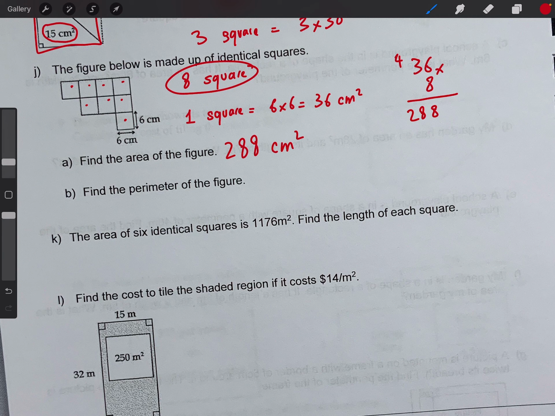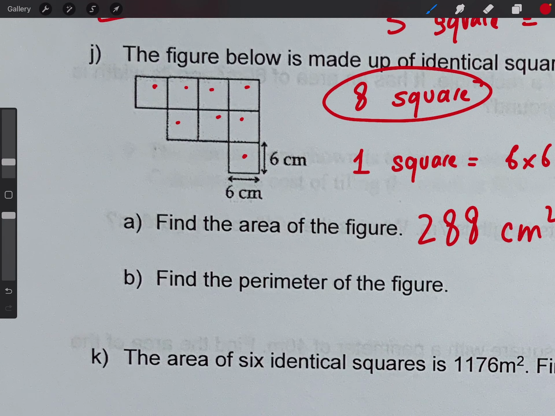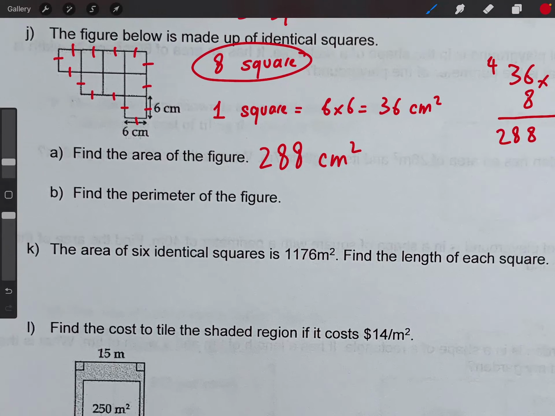Find the perimeter. Remember, all of these are 6. So 1, 2, 3, 4, 5. Let me just rub this out. Okay. 1, 2, 3, 4, 5, 6, 7, 8, 9, 10, 11, 12, 13, 14. So you have 14 lots of 6, because each of these sides is 6. That's 6, that's 6, these are all 6. So to find the perimeter, we just add all these 6's up, and there's 14 of them. So 6 times 14 and get the answer.